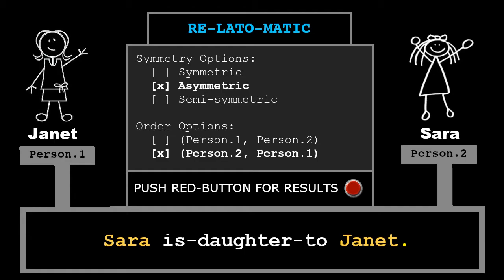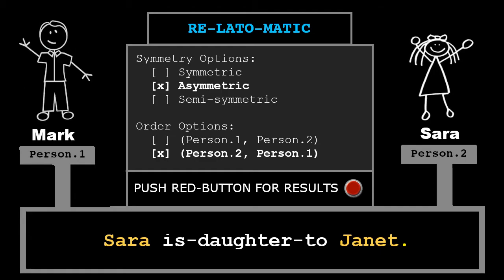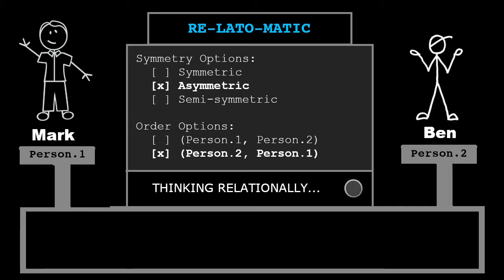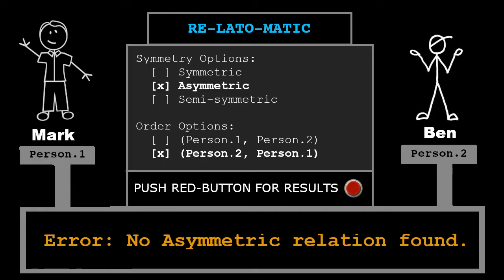We use the word asymmetrical to describe relations like mother and daughter. If Janet is the mother of Sara, then Sara can never be the mother of Janet. Asymmetrical relations only work in one direction. Let's replace Janet with Mark and replace Sara with Ben. Let's press the red button and see what the machine says. Error. No asymmetrical relation found. Interesting. Let's try this third symmetry option called semisymmetrical and press the red button.